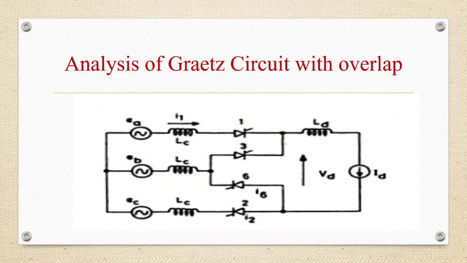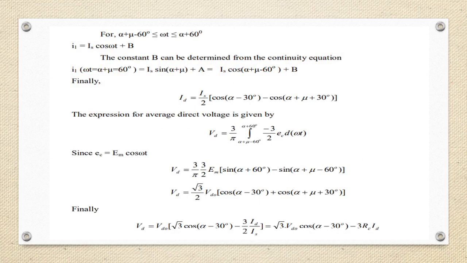This is the equivalent circuit for 3 and 4 valve conduction mode. For omega t lying between alpha plus mu minus 60 degrees and alpha plus 60 degrees, I1 is given as Is cos omega t plus B. Constant B can be determined from the continuity equation: I1 at omega t equals alpha plus mu minus 60 degrees, that is Is sin alpha plus mu plus A equals Is cos alpha plus mu minus 60 degrees plus B. Finally, we will get the equation for Id as Is by 2 times cos of alpha minus 60 minus cos of alpha plus mu plus 30 degrees.